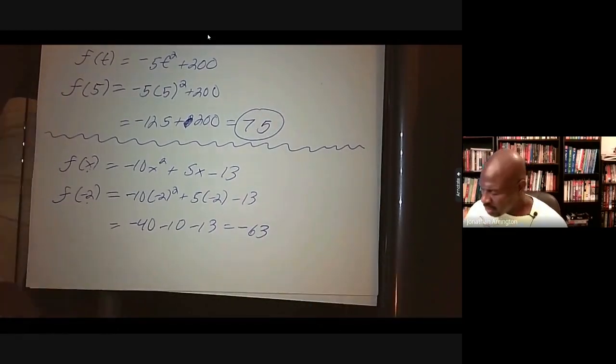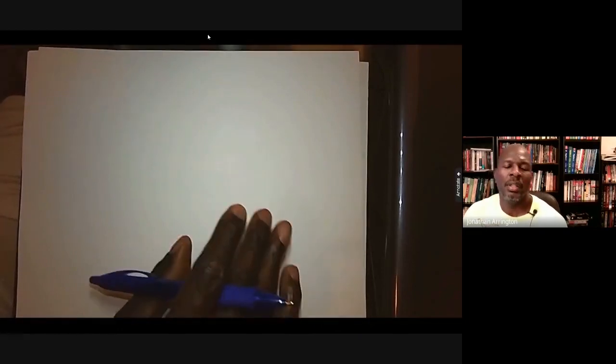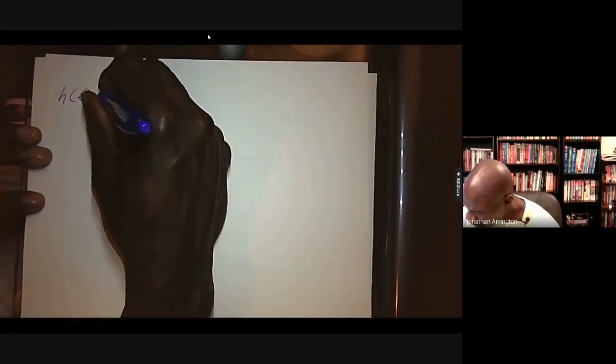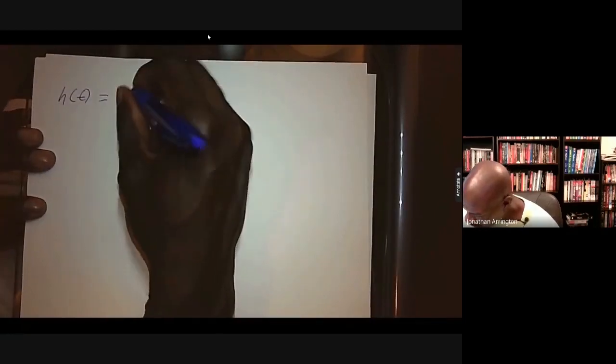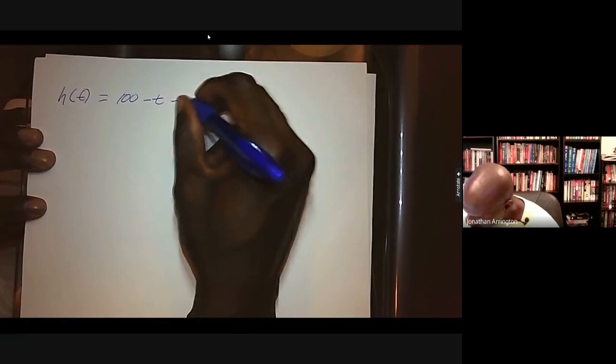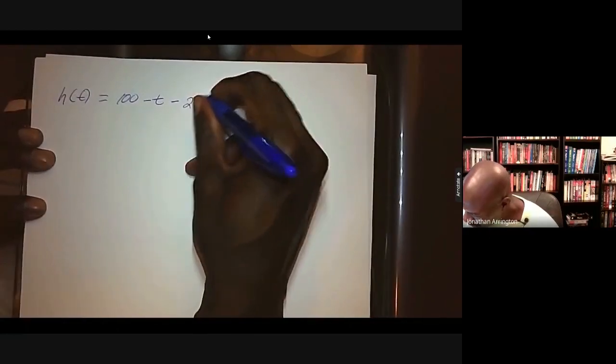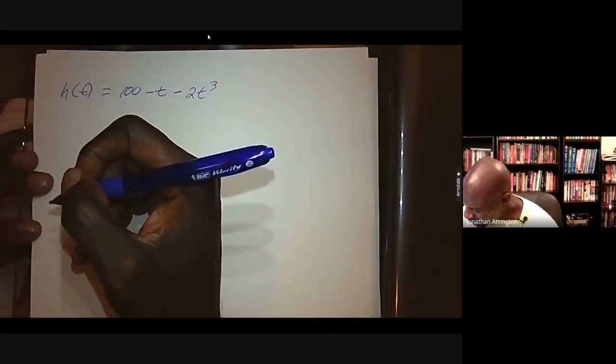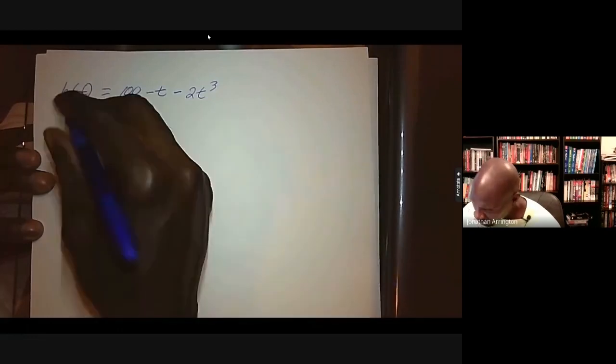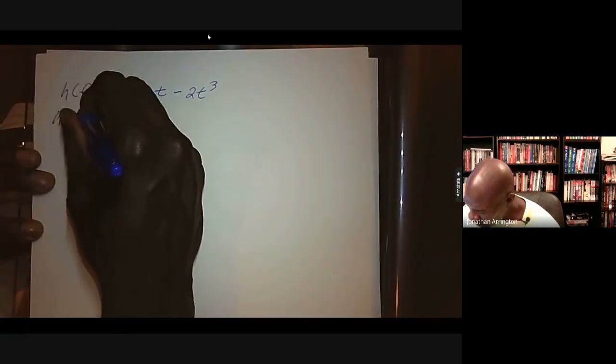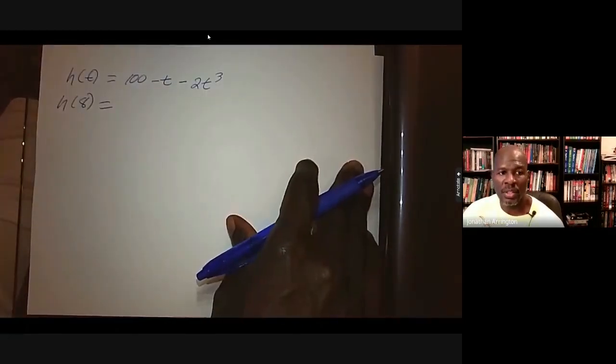And just to do another example, I understand this is easy, but there are many things in mathematics that are very easy to do, but very important in principle. So this is one of those guys. So let's take another function. Let's say the function is h of t, where h of t is 100 minus t minus 2t cubed. And let's say we find something simplistic, but maybe as crazy as h of 8. All right, so we're going to find h of 8.